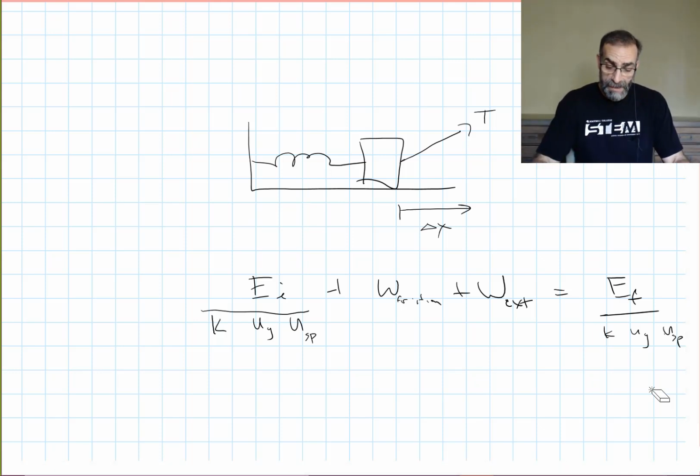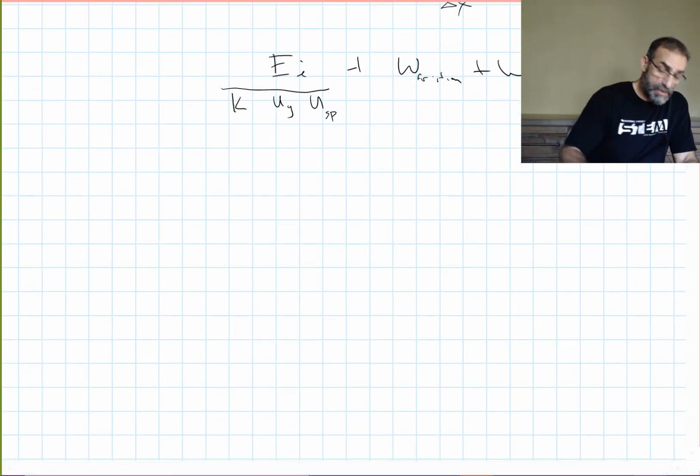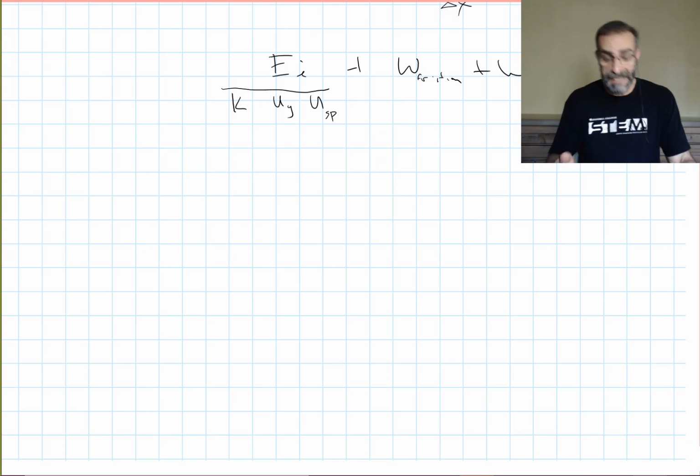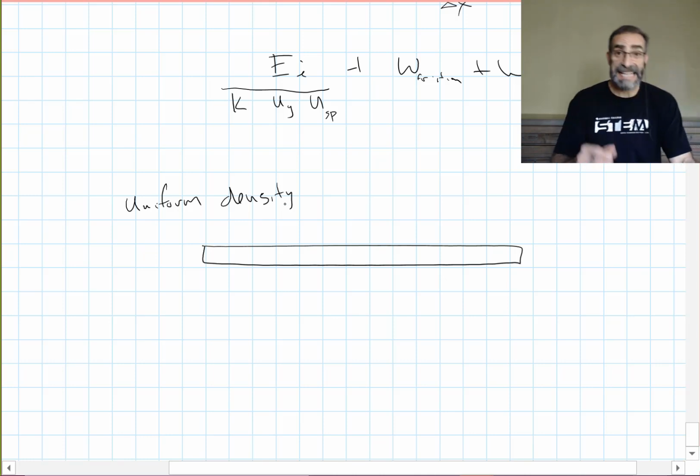Okay. Question about center of mass. Why isn't it L over 2 if there's non-uniform mass density? So if it's uniform density, you have a rod, which means the density is the same everywhere, uniform.